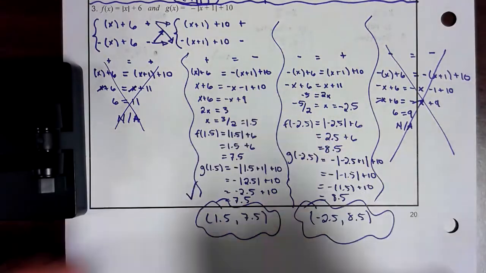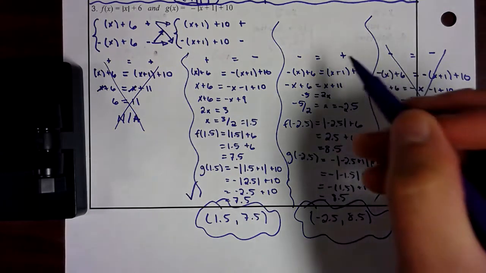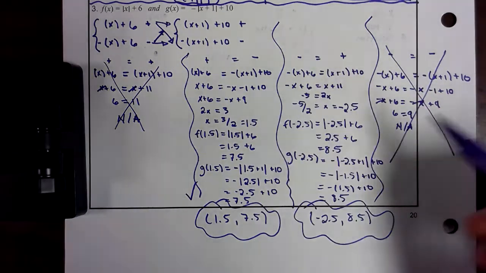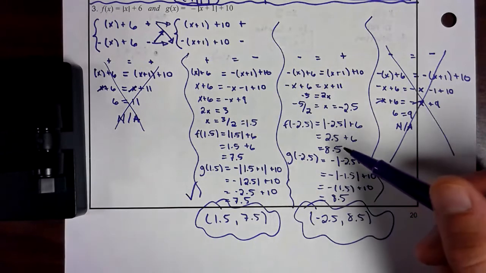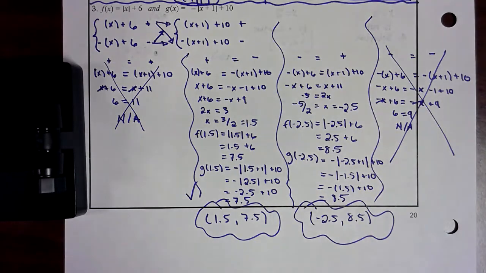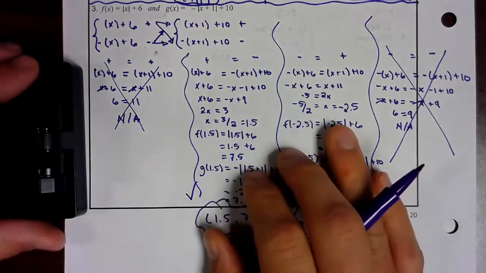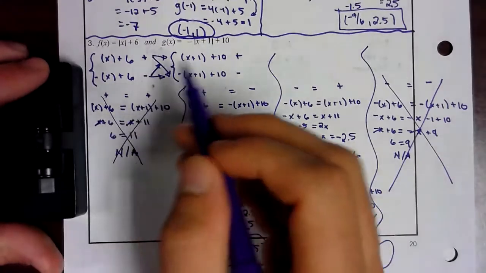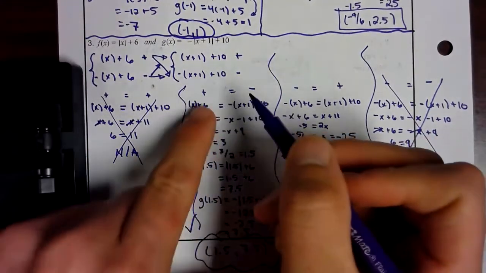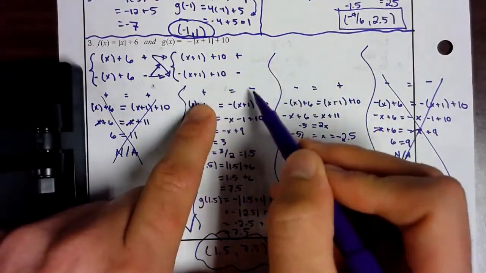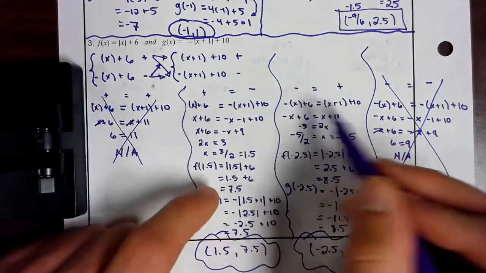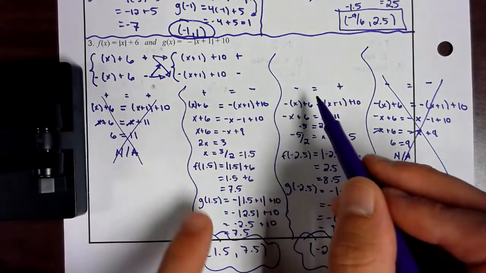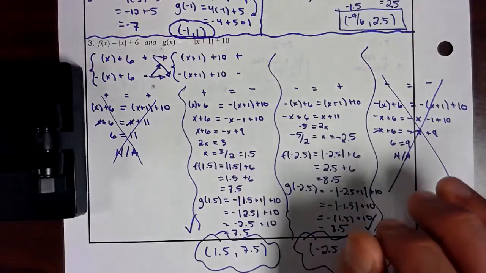So we've already found 1 point of intersection. For the other x value of negative 2.5, when I plug that in, I'm again getting the same y value, this time 8.5. Once again, finding another point of intersection. So what that tells us is these 2 graphs intersect twice. Once where the positive branch of f of x intersects with the negative branch of g of x, and then the opposite, negative f of x equal to positive g of x.